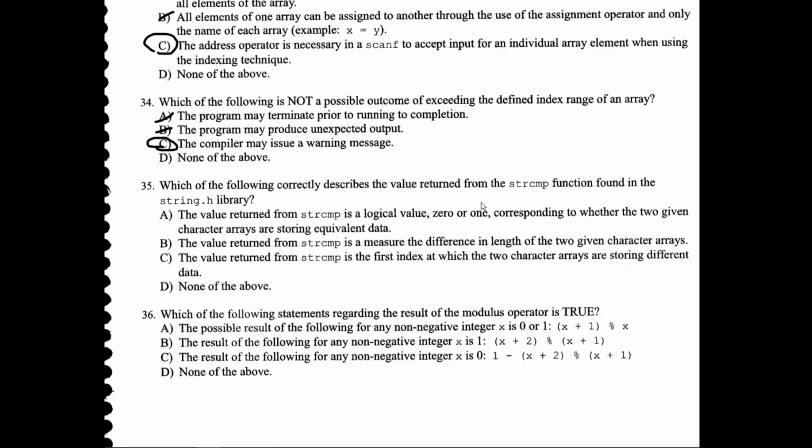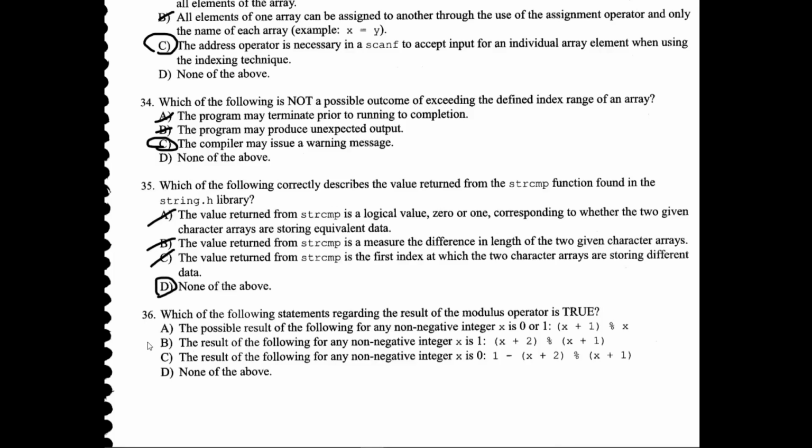And so we can look at these answers and see A, the value returned from string compare is a logical value 0 or 1 corresponding to whether the two given character arrays are storing equivalent data. That's false. B, the value returned from string compare is a measure of the difference in length of the two given character arrays. That is also false. And C, the data returned from string compare is the first index at which the two character arrays are storing different data. That is also false. The answer is D, none of the above.